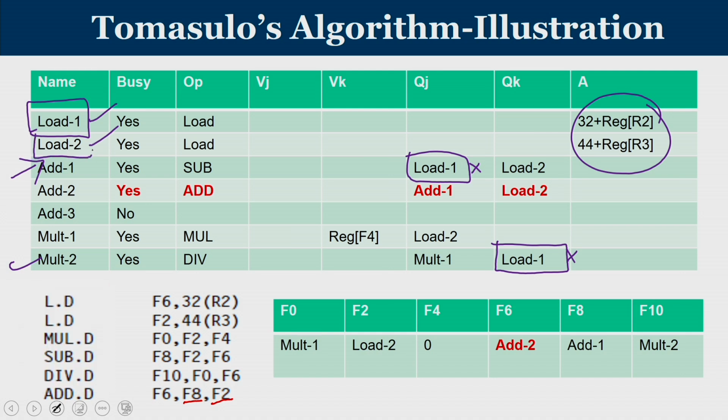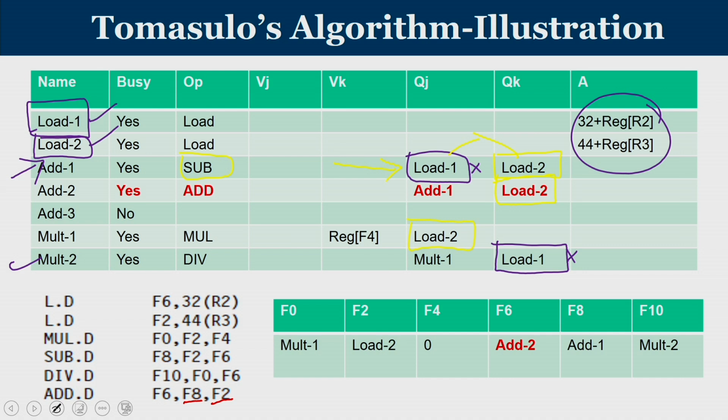The moment load 2 completes, then this field is available, this field is available, and this field. So there are basically 3 instructions that will wait for the value that is produced by load 2. Now if you look at this, when load 1 and load 2 both complete, then this subtraction operation can proceed because both of its operands are now available.